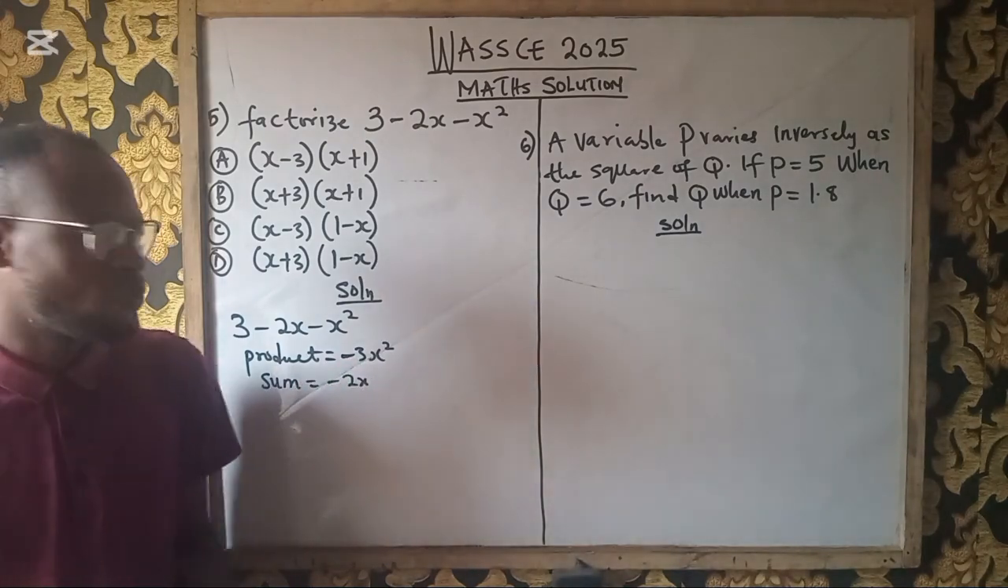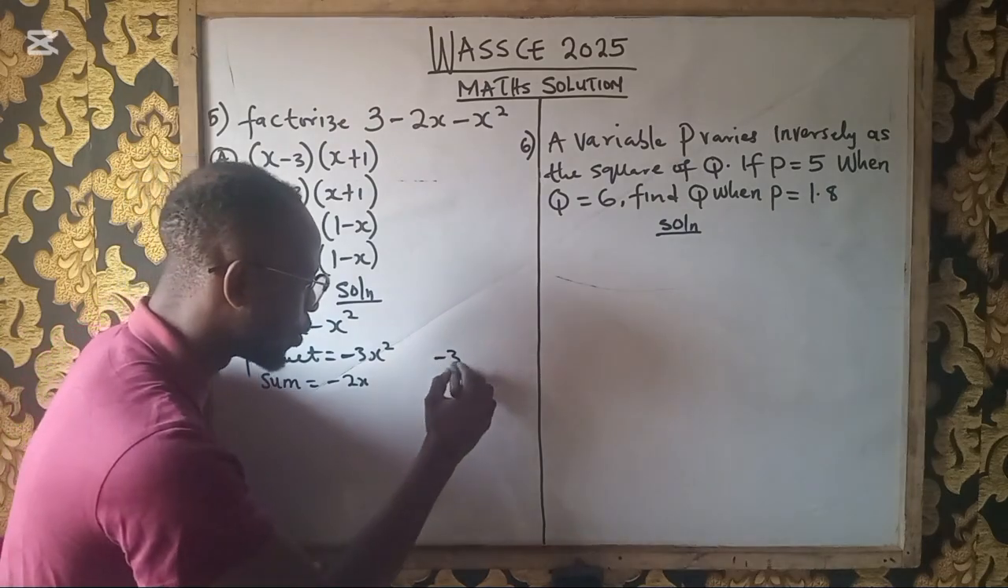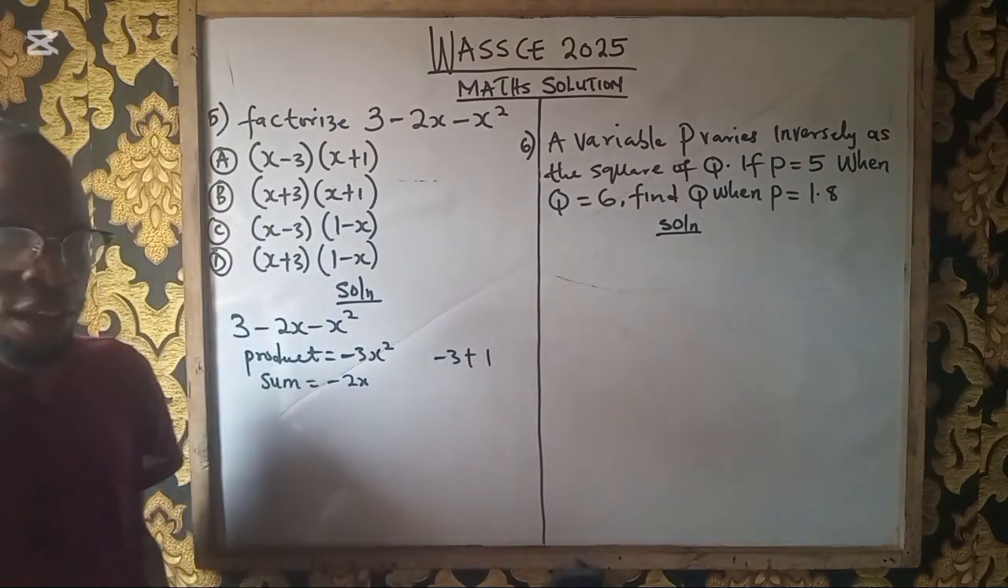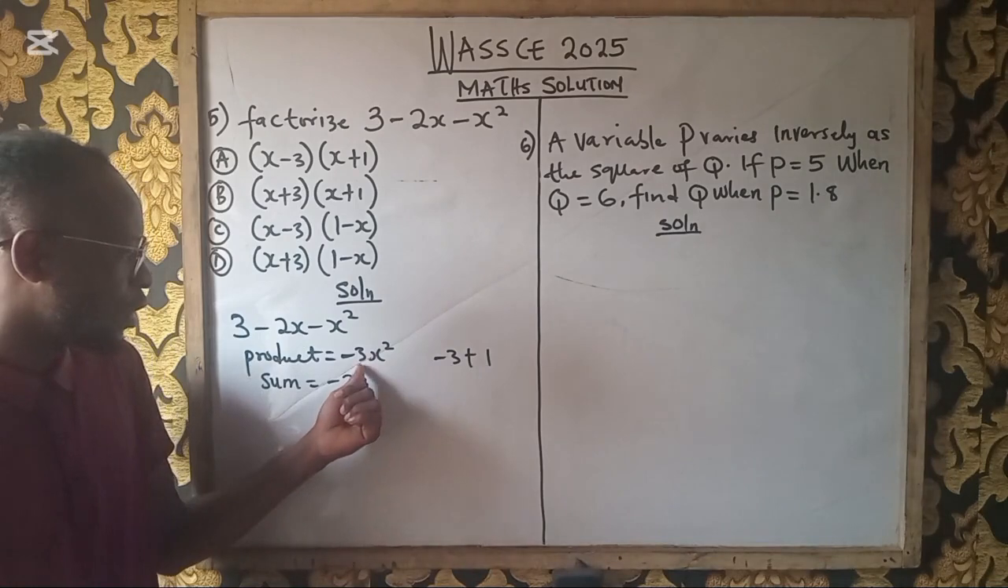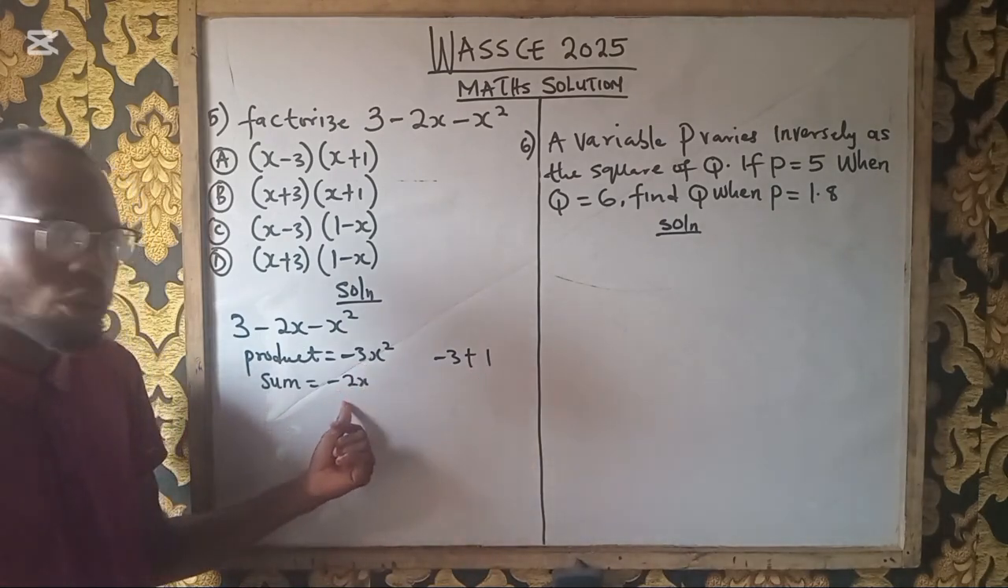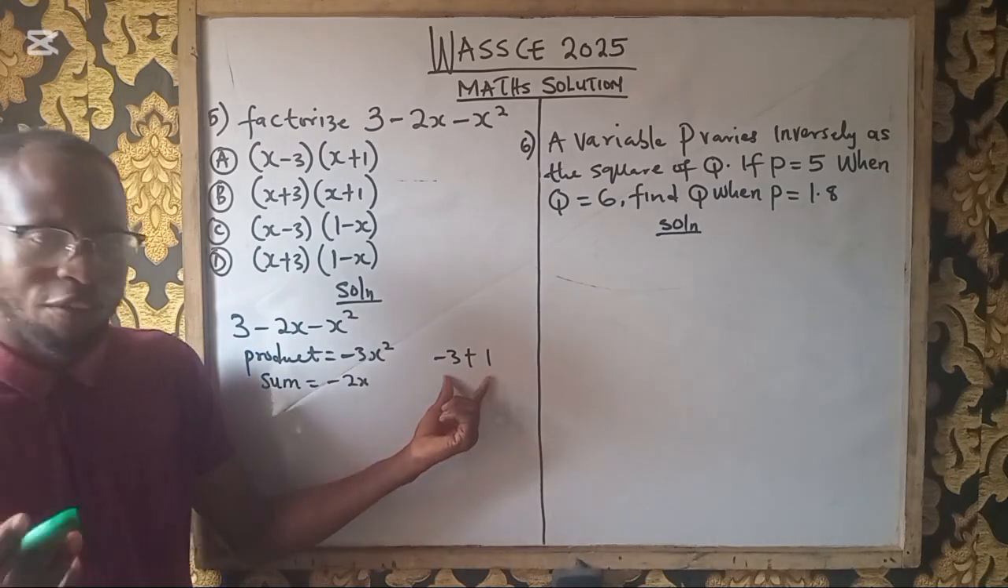Now, the problem lies in how we arrange 3 and 1 to suit minus 3 and also to suit minus 2. It is arranged by using minus 3 plus 1, as you can see. Minus 3 times 1 will give us minus 3, then minus 3 plus 1 will give us minus 2. So this is the correct arrangement.